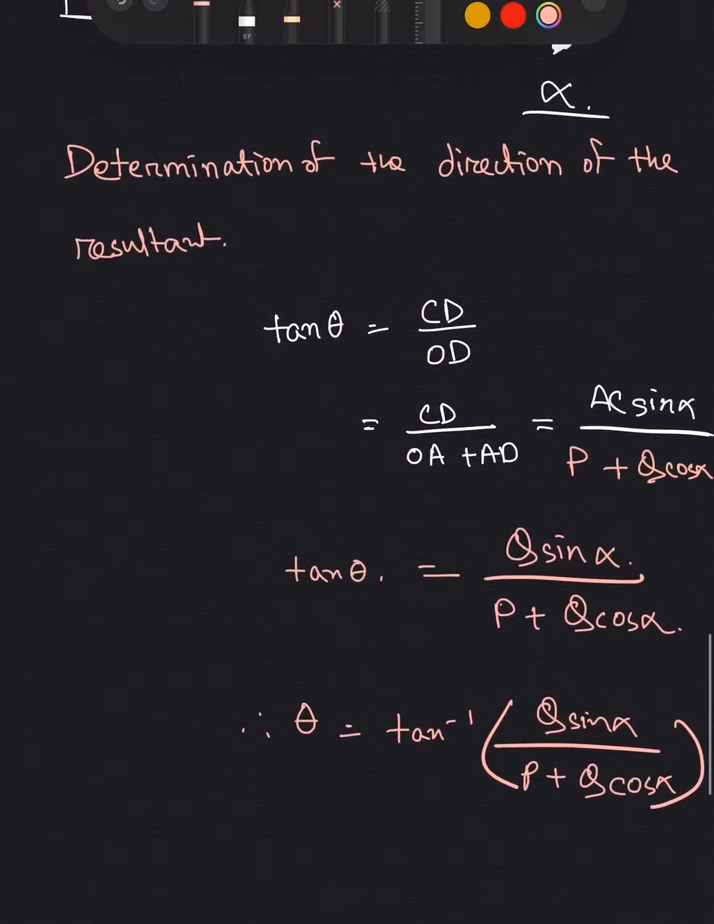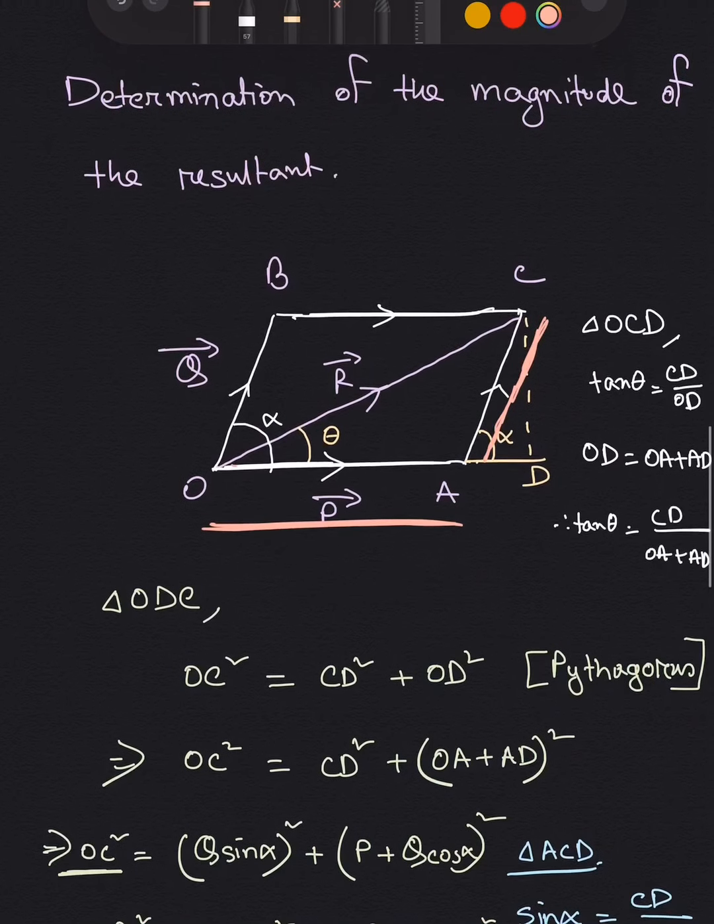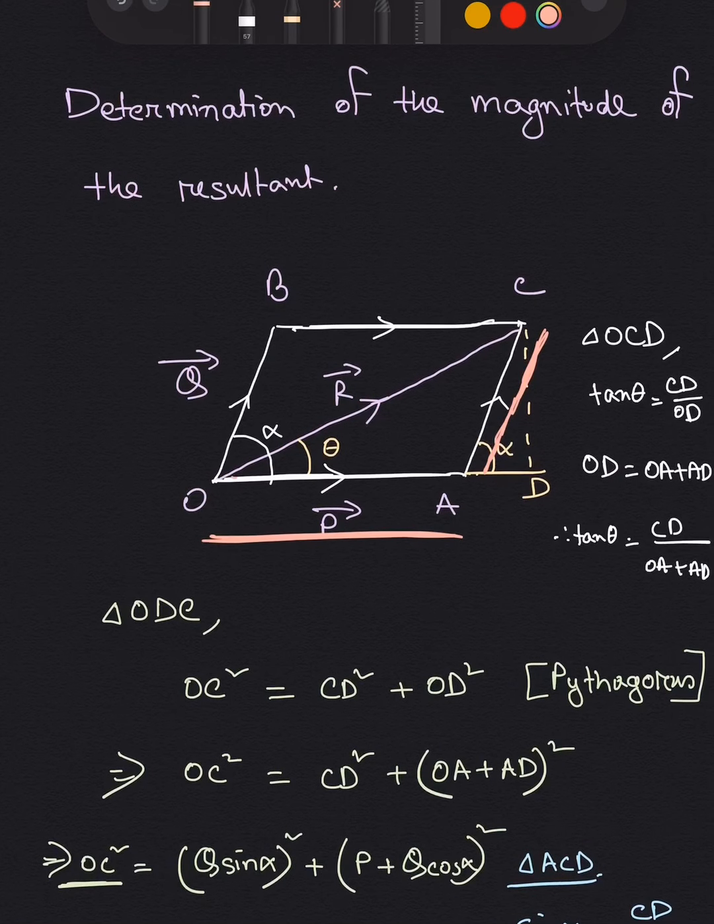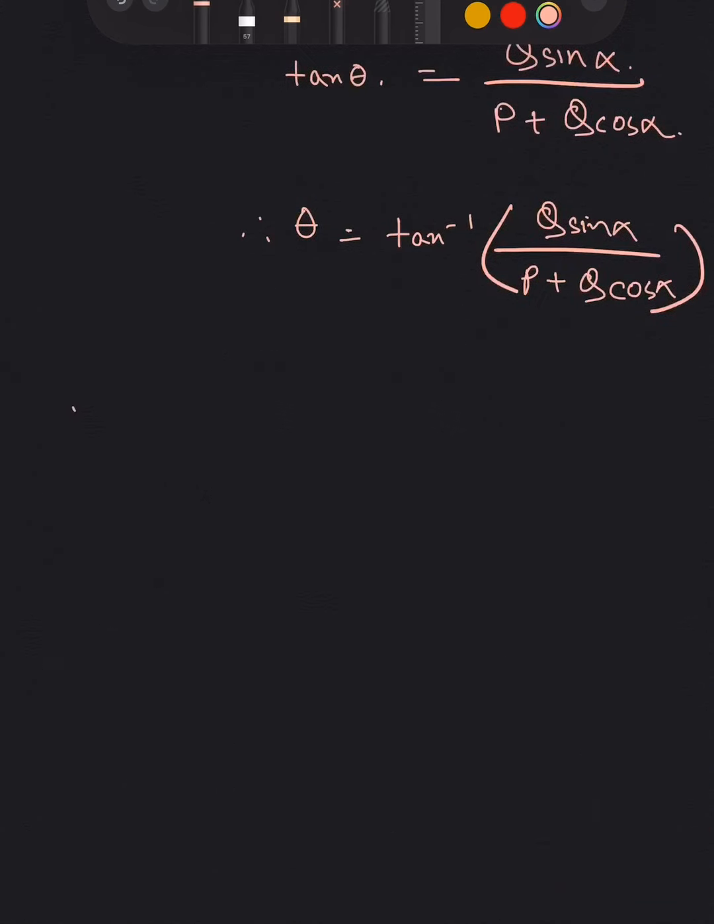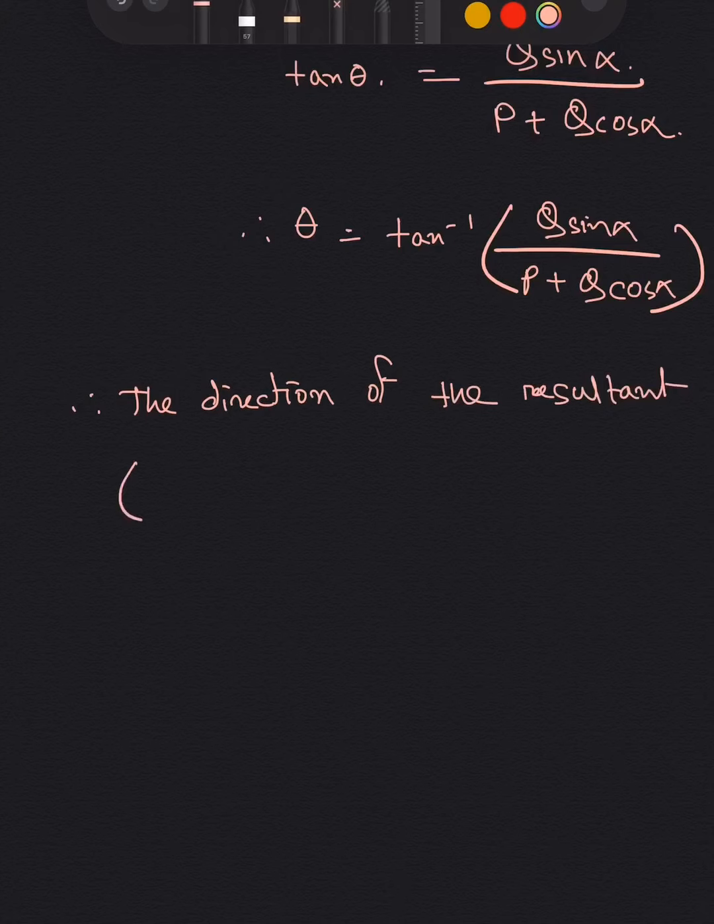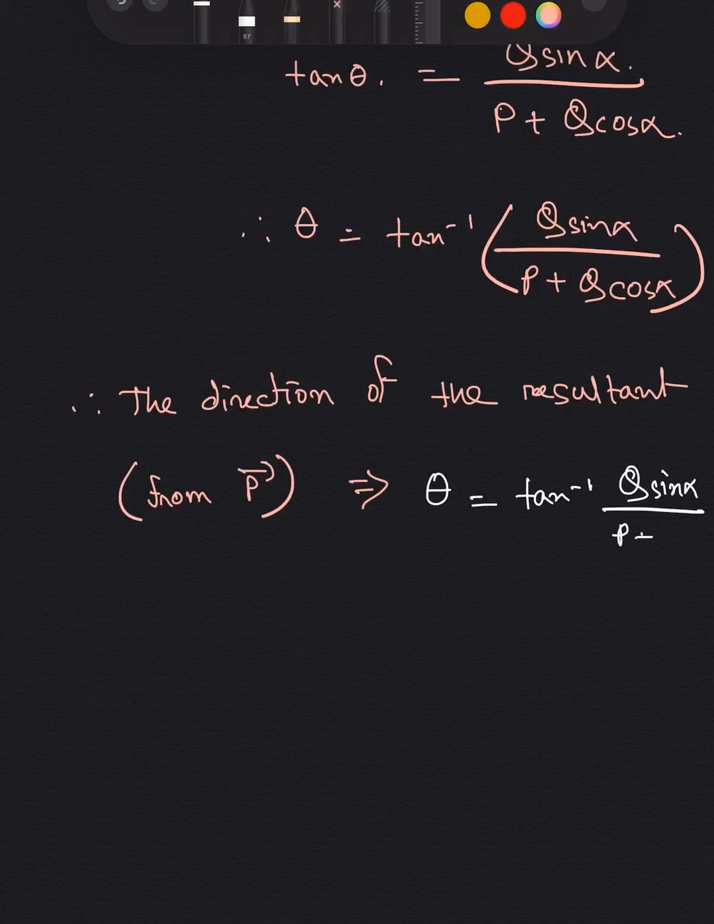Now, what is denoted by theta? Theta was denoted by the angle between the resultant and P vector. Therefore, the direction of the resultant from P vector is theta equals tan inverse of Q sine alpha divided by P plus Q cos alpha.